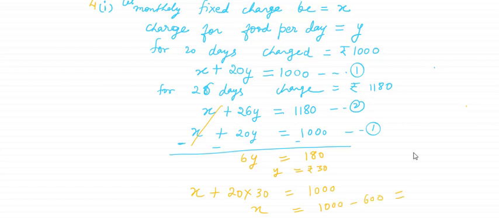So you will get 400. So 400 is the fixed charge, and the charge for the food per day is 30 rupees.